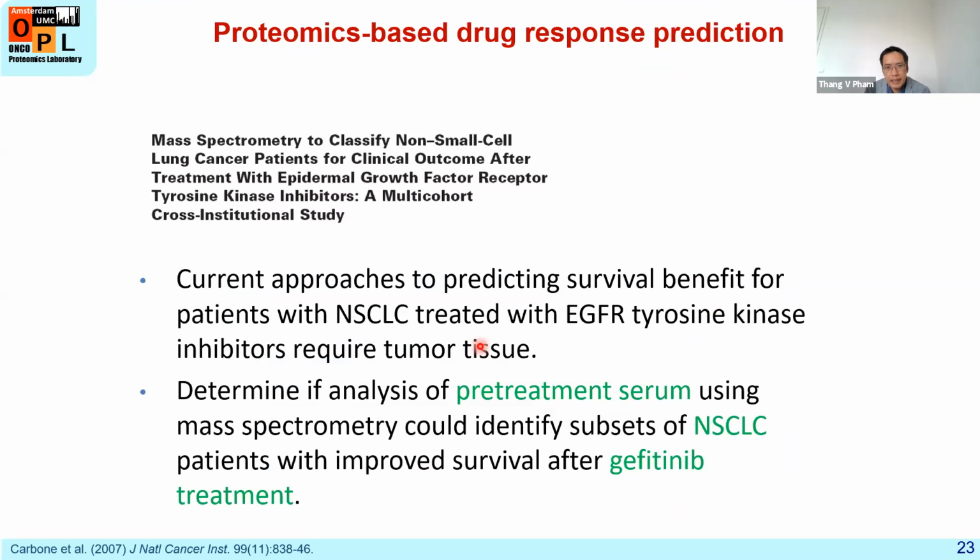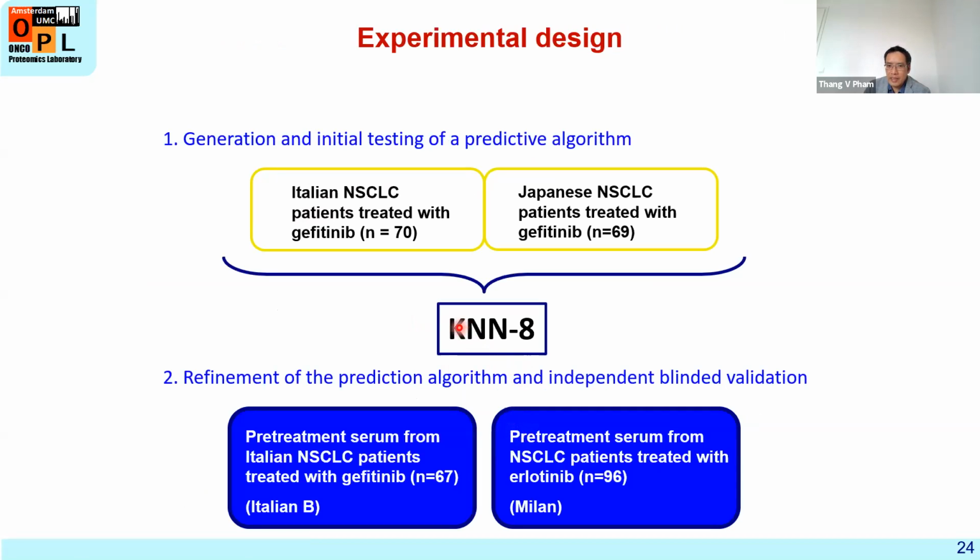So that was genomics, and a few years later, there was a study in proteomics. While this is, as you see, almost 15 years old, the problem is still very much the same. Here it's lung cancer patients treated with EGFR inhibitors, but to do the genomics analysis, they require tumor tissue, which is very invasive. So the aim is whether we can use pre-treatment serum, the blood sample, to identify patients that would respond well to this particular treatment. The way they did that was using a k-nearest neighbor of 8 peptides. So again, if you're into machine learning, you immediately recognize that these are very simple machine learning methods.